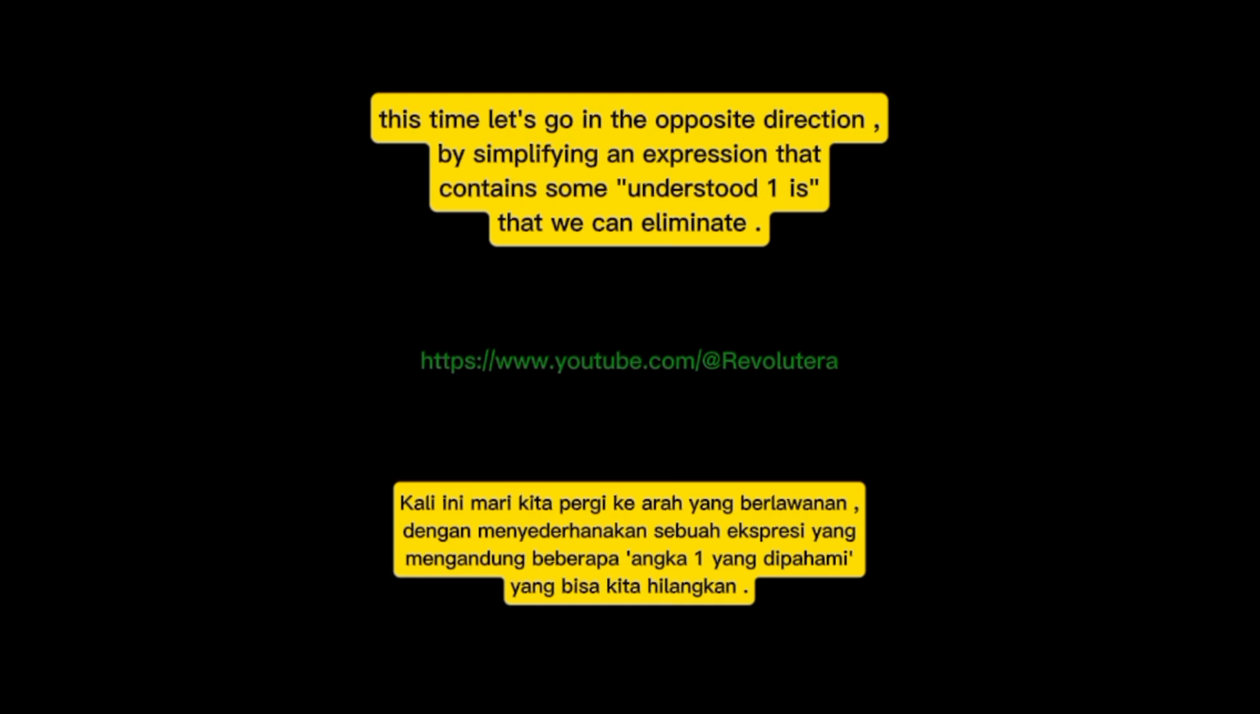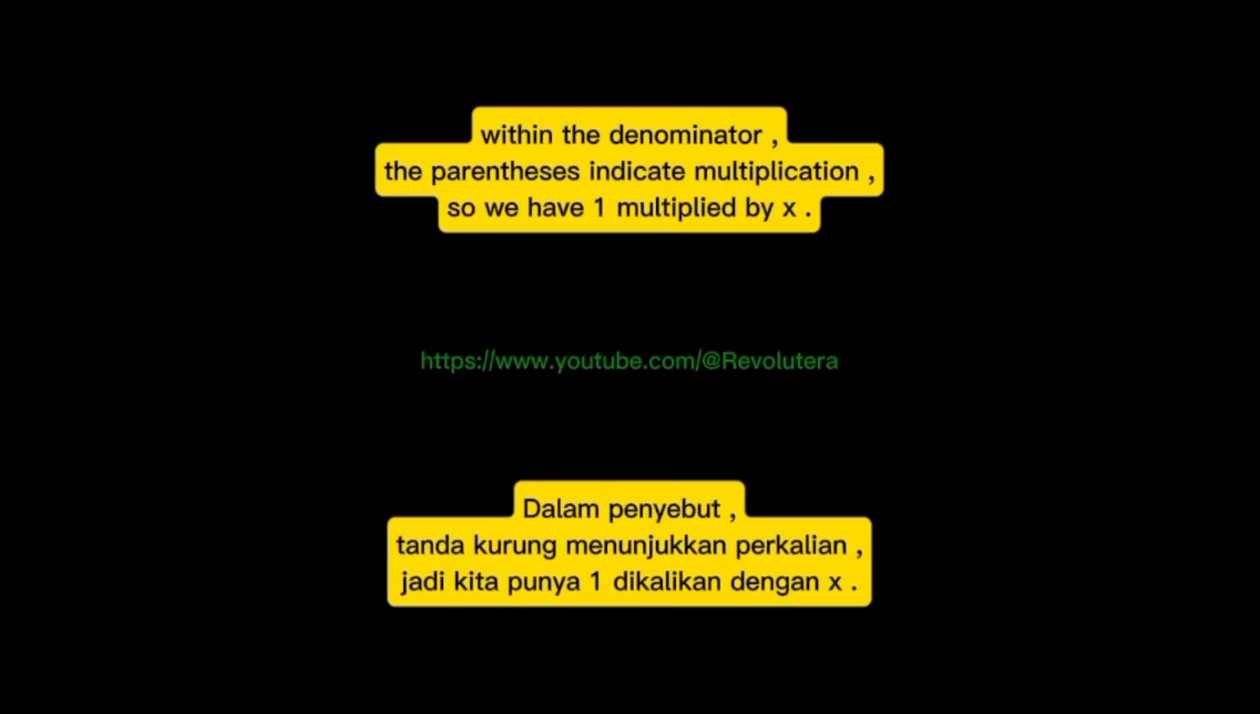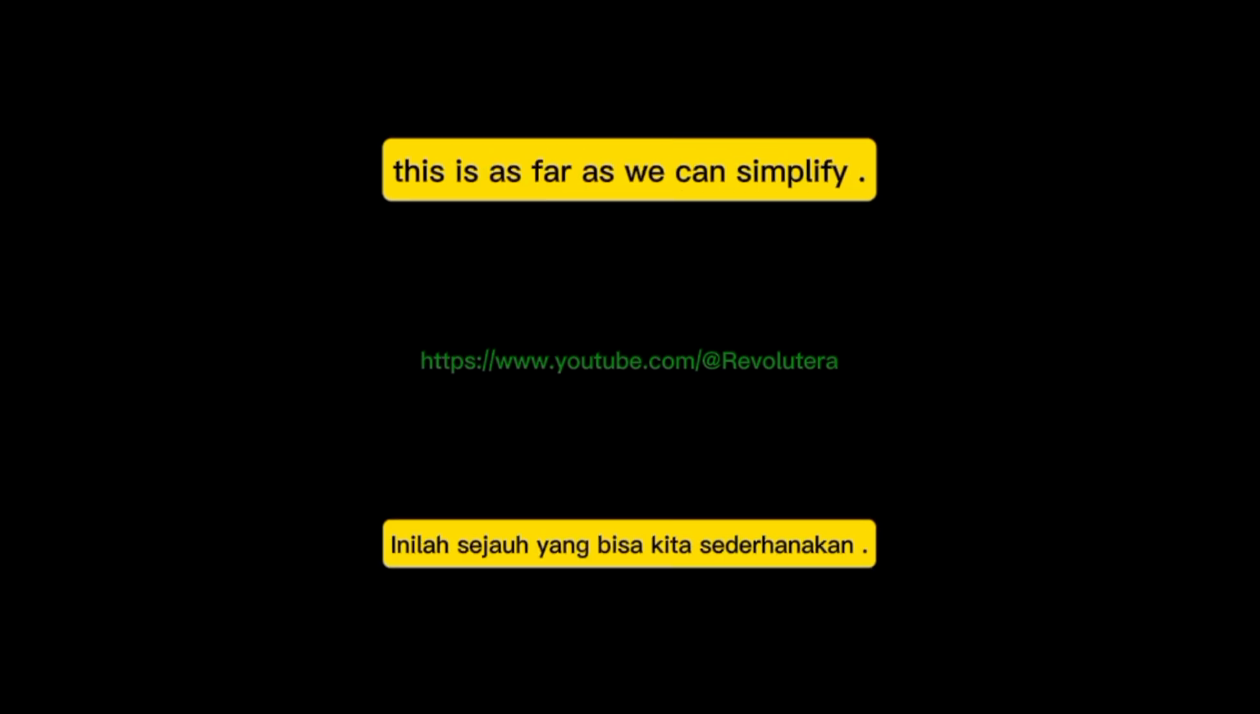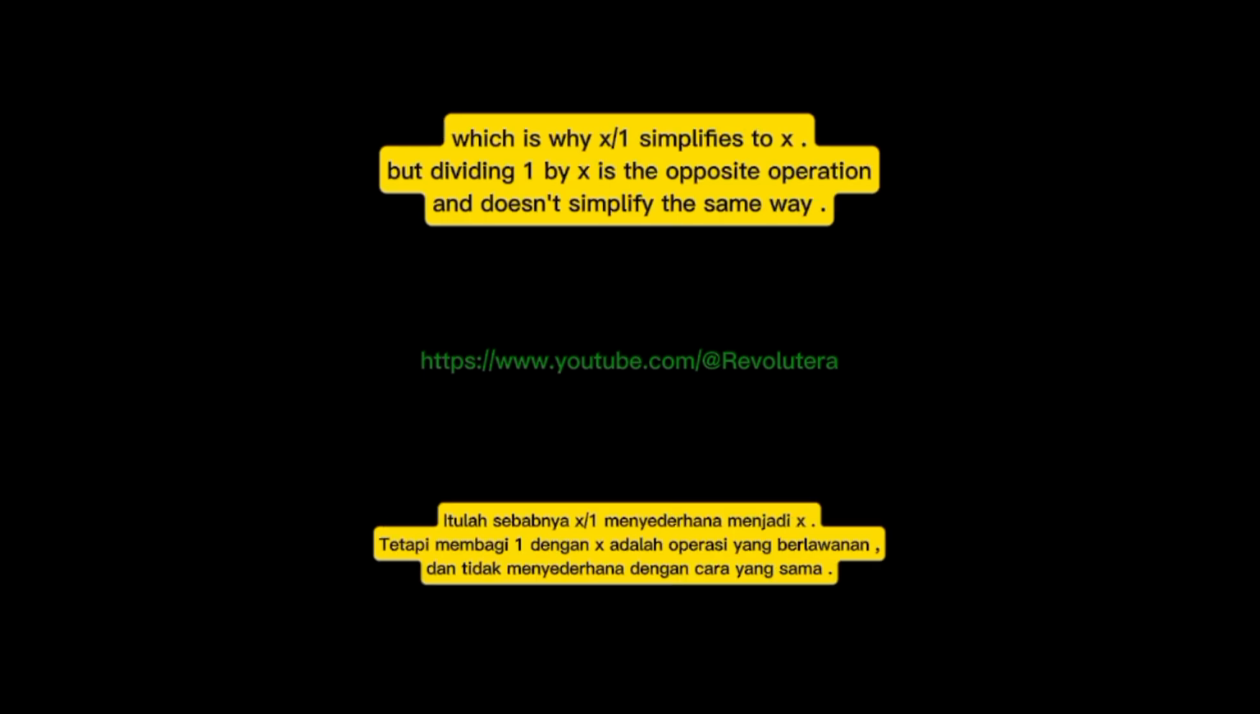By simplifying an expression that contains some understood 1, we can eliminate it. Within the denominator, the parentheses indicate multiplication, so we have 1 multiplied by x. This is as far as we can simplify, which is why x over 1 simplifies to x, but dividing 1 by x is the opposite operation and doesn't simplify the same way.